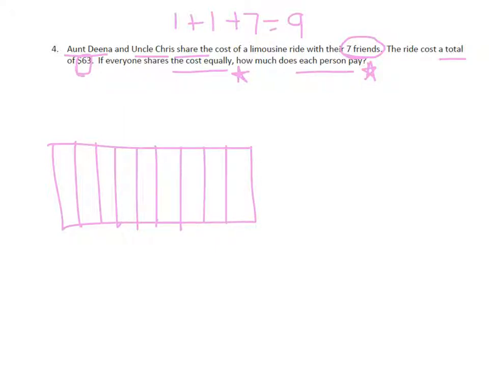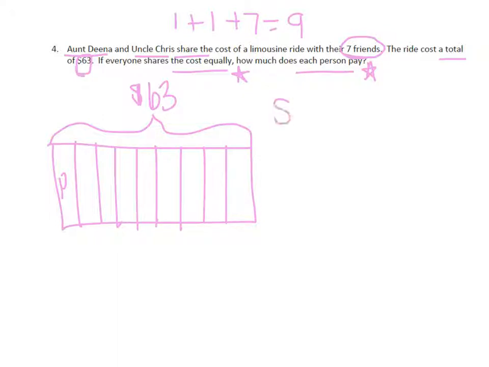Next, I'm going to take a look at the second sentence. It says the ride cost a total of $63. So I'm going to write the total at the top of my tape diagram. Then it says that everyone is sharing the cost equally, which means that they're all going to pay the same amount. So how much does each person pay? I'm going to represent that with the letter P for payment. So how would I solve this problem?